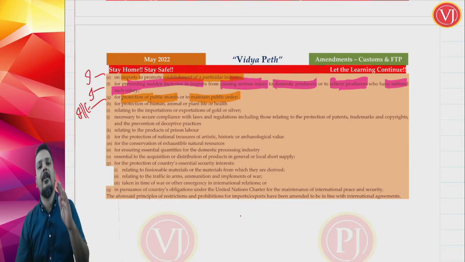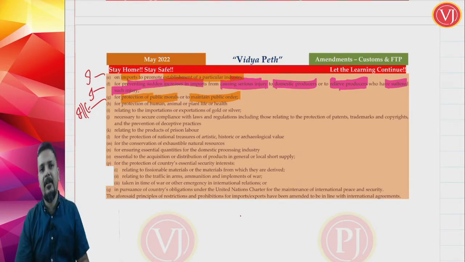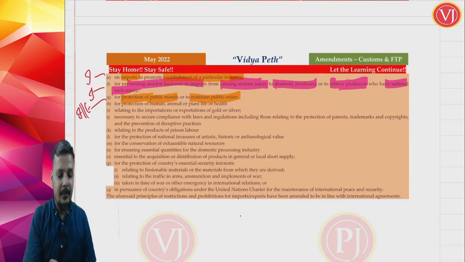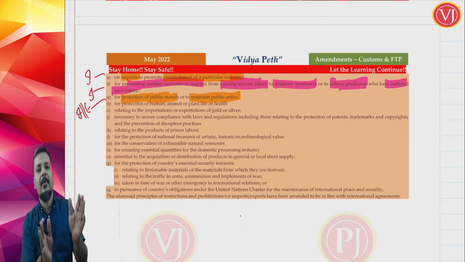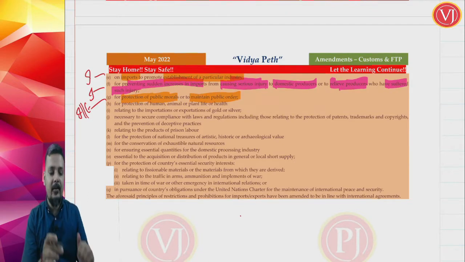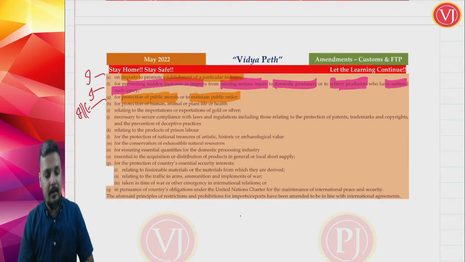Public are not interested in having any kind of relationship with Pakistan for some time. I mean, tensions between India and Pakistan have gone to new heights. Therefore, the government thinks that if we now allow import and exports from Pakistan, it might be a problem for public morals, and public order might also be disturbed. Therefore, for some time, they will stop having any kind of imports and exports from Pakistan. That is to ensure public morals and to maintain public order.